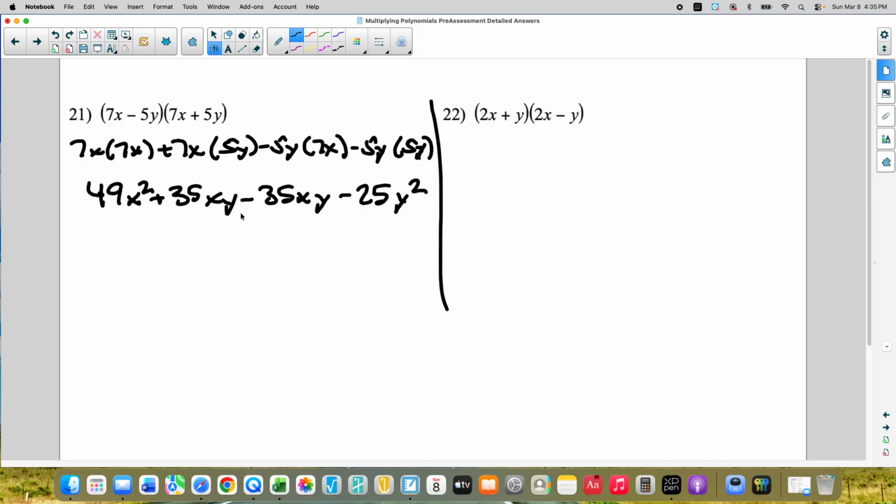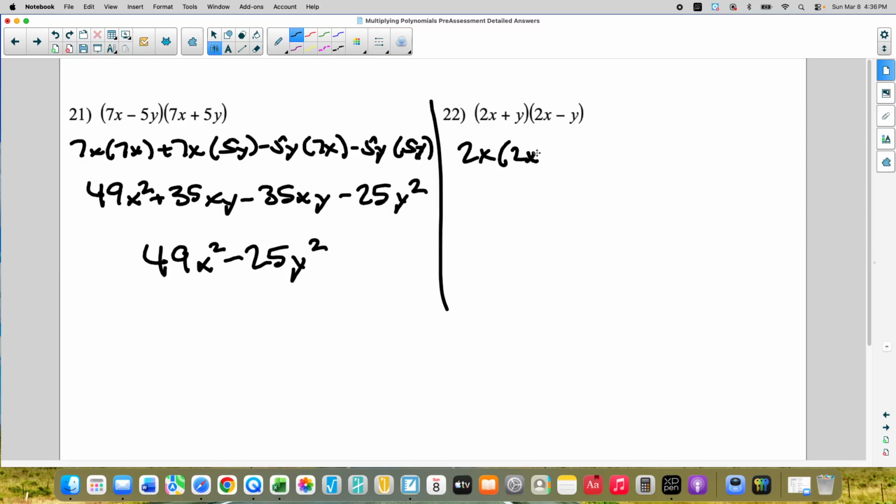My inside and outside still cancel. Conjugates, doesn't matter if there's one variable, two variables, lots of variables. My outside and inside will always be opposite of each other. 49x squared minus 25y squared. Let's look at those characteristics. Two terms, subtraction, both perfect squares. Yep.